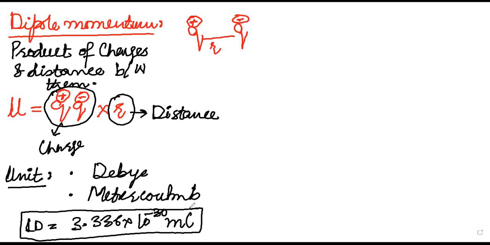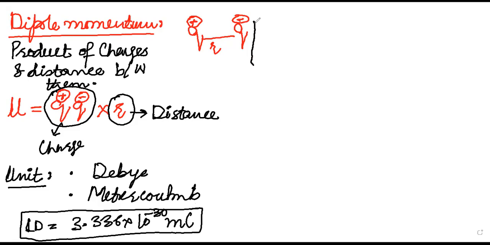This relation helps to convert coulomb meter into Debye. Remember that whenever the unit of dipole moment is coulomb meter, it must be converted into Debye. That relation is used in the conversion of coulomb meter into Debye: 1 Debye is equal to 3.336 into 10 raised to the power minus 30 coulomb meter.